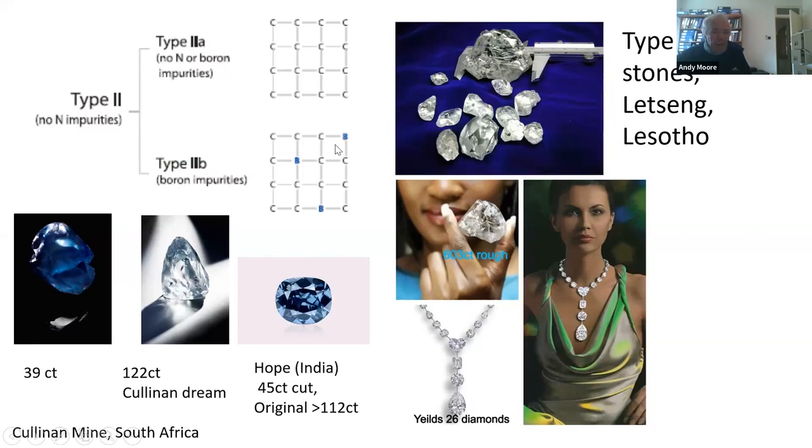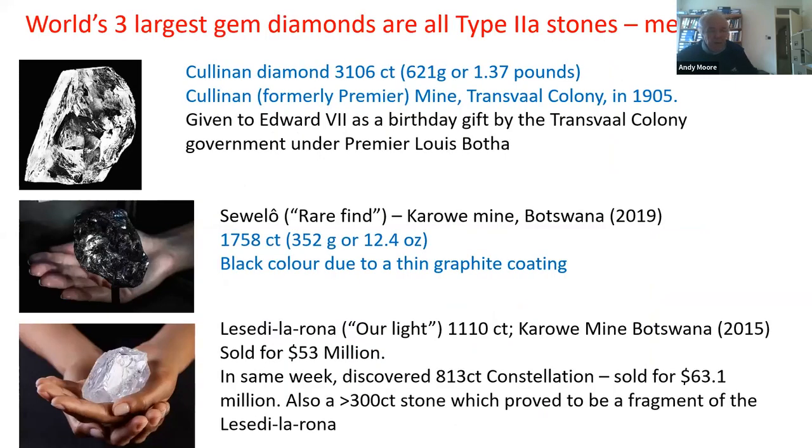Then there's a subpopulation of the nitrogen-free suite that has boron as an impurity. And when boron is present, this gives the diamonds a blue color. And these are the type 2B diamonds. Now, the majority of the largest gemstones are exceptional type 2s, or certainly the majority. These are the three largest. At the top, the famous Cullinan stone, which weighed in at over 3,000 carats or over 600 grams.